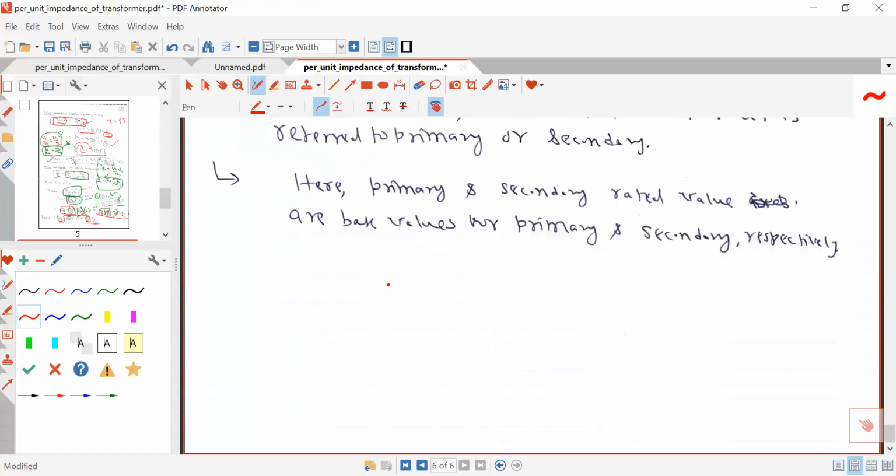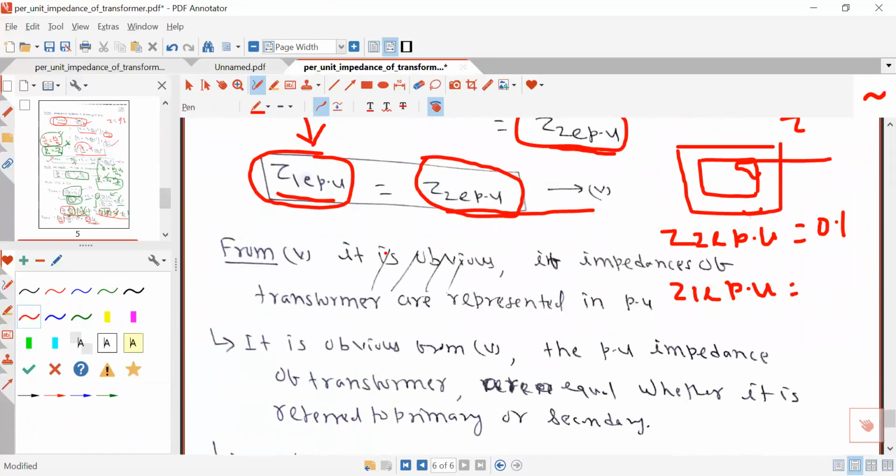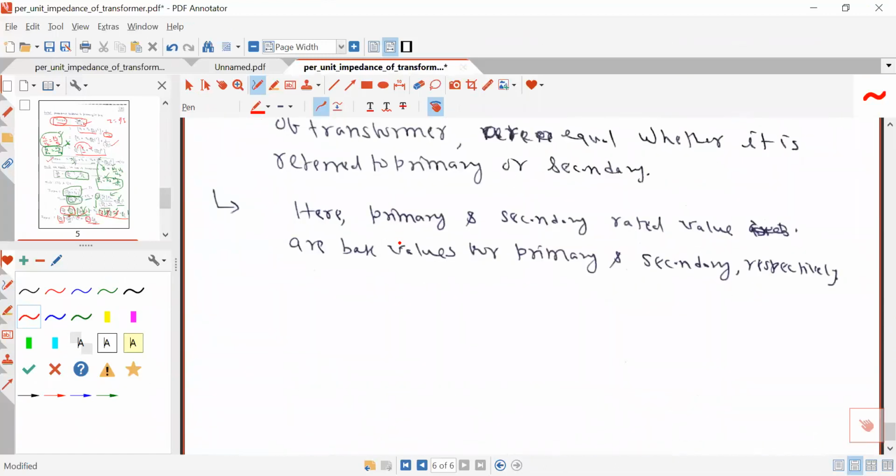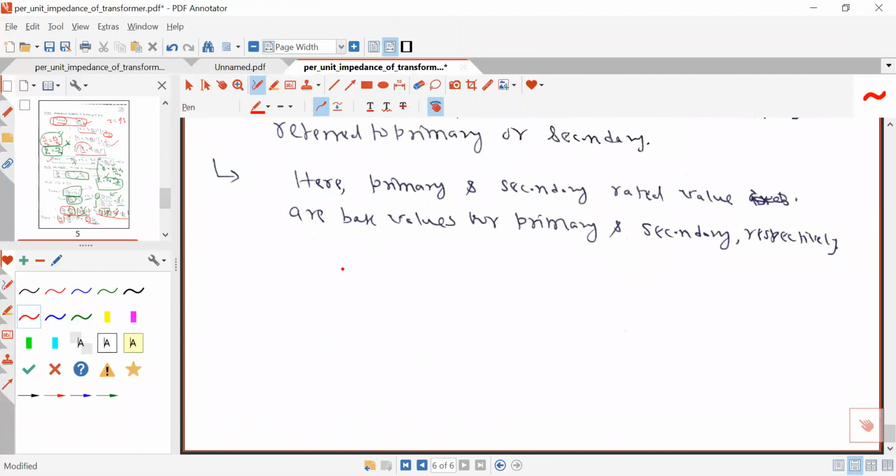So this is all about reactance or impedance calculation in the per unit system. In the next lecture, I will discuss some more advantages of per unit representation, and I will discuss a numerical example based on it also.